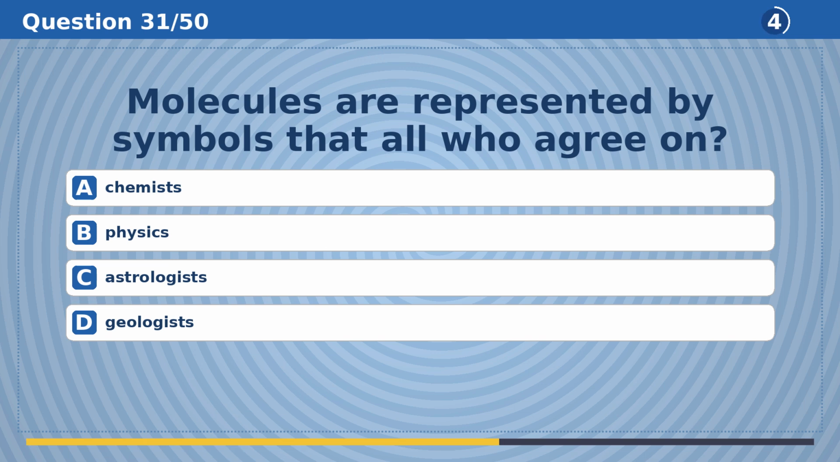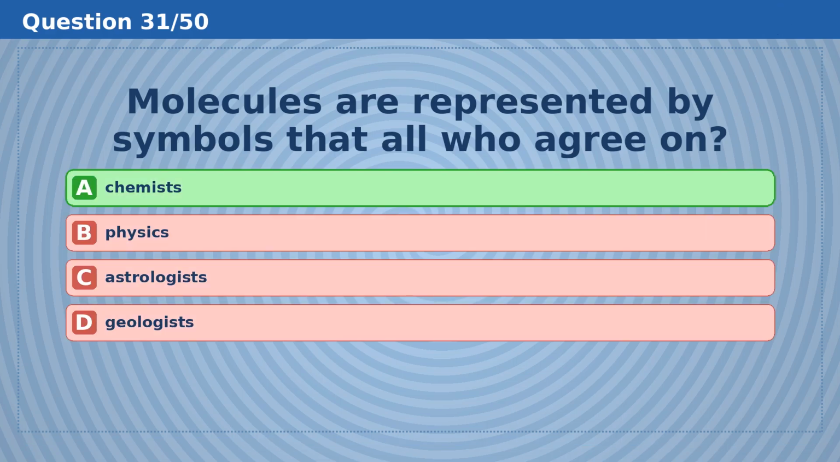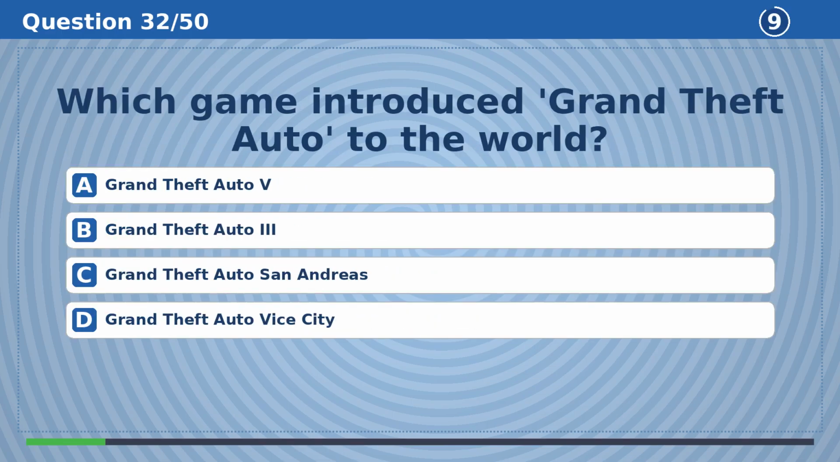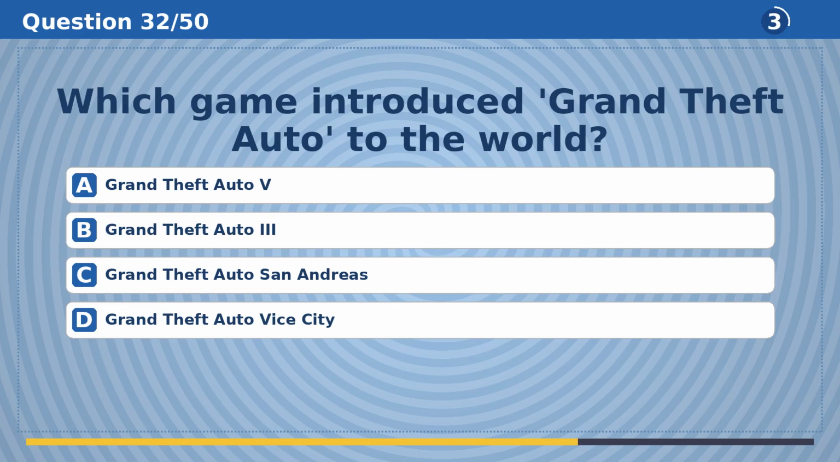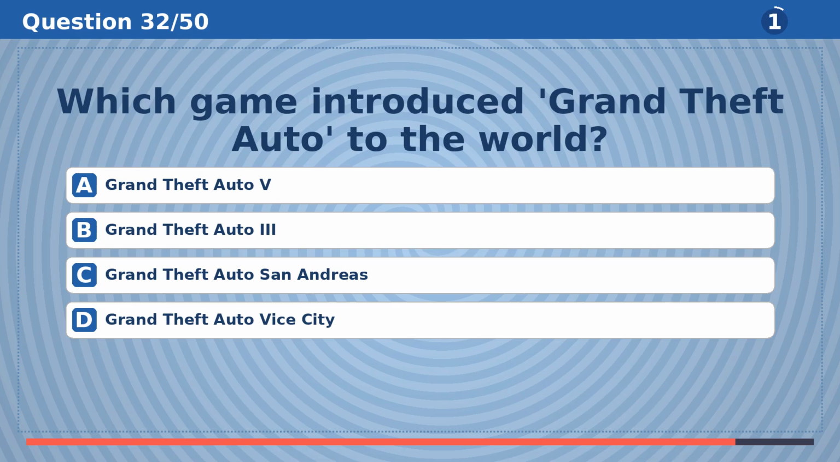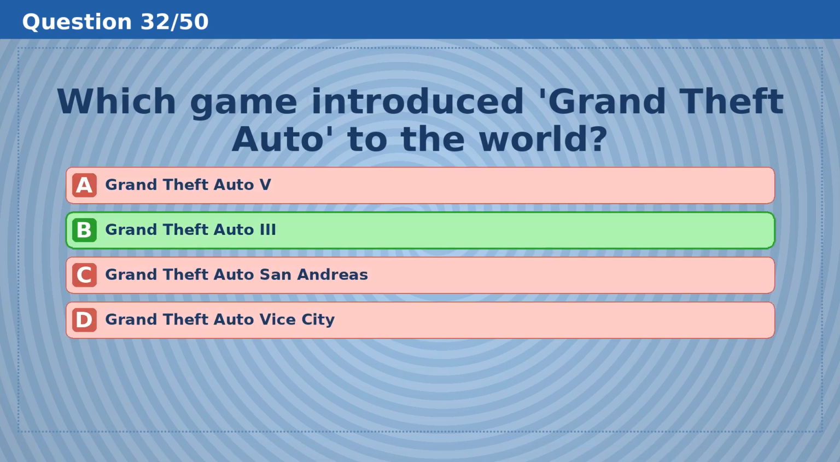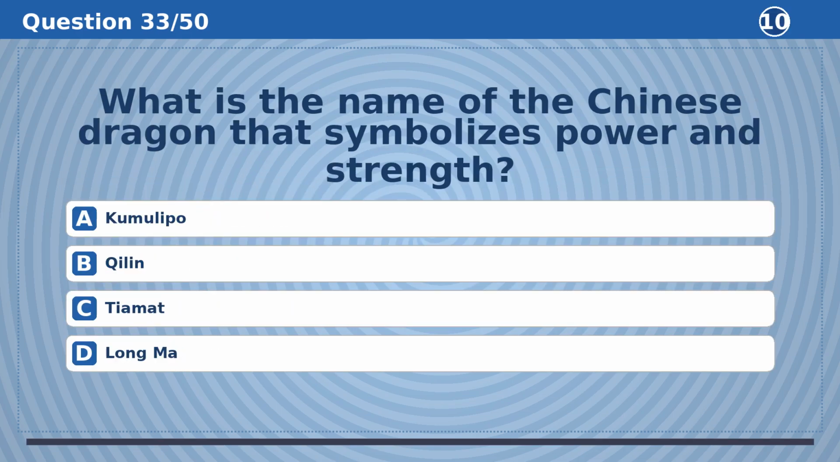Molecules are represented by symbols that all who agree on. The answer is A. Chemists. Which game introduced Grand Theft Auto to the world? The answer is B. Grand Theft Auto Roman 3.